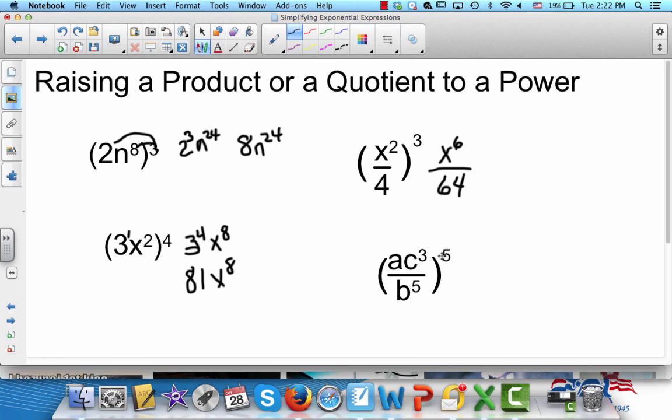And then this one on the bottom, the 5 exponent is going to go with everything in there. So this would be 5 times 1 is a to the 5th. 5 times 3 gives us c to the 15th. And 5 times 5 gives us b to the 25th.